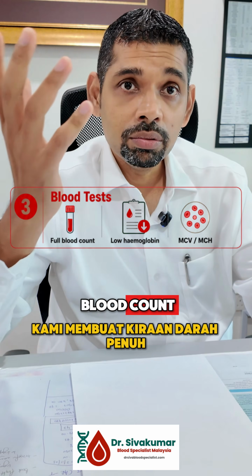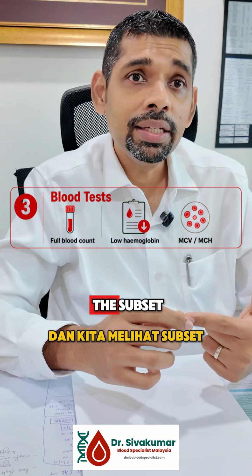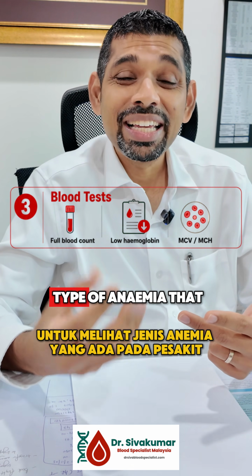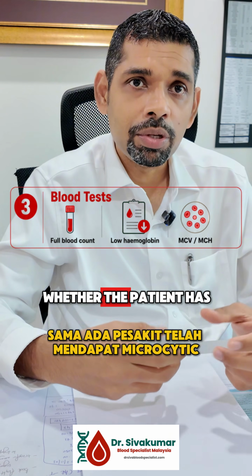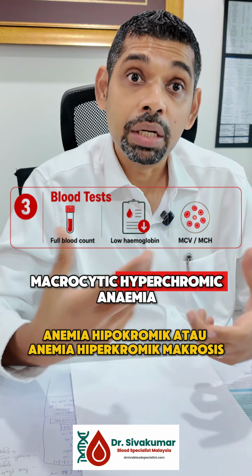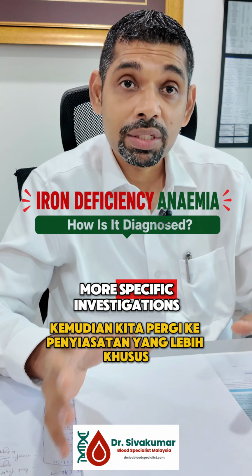We do a full blood count where we actually demonstrate the low hemoglobin, and we look at the subset. We look at the MCV and MCH to look at the type of anemia that the patient has, whether the patient has got a microcytic hypochromic anemia or a macrocytic hyperchromic anemia. Once we have established that, then we go into more specific investigations.